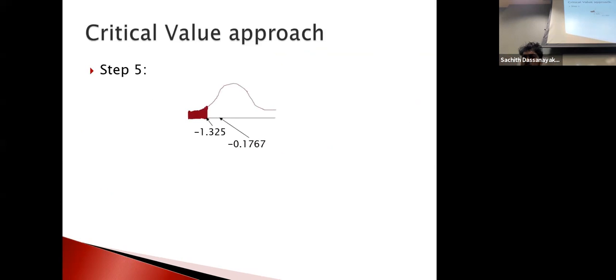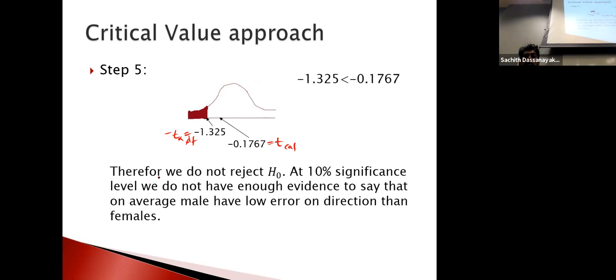Okay, so this is your negative t alpha, df. This is your t cal, or t value, test statistic value. Based on this, you can take your decision. See, this is greater than this one, which means outside the rejection region. So we do not reject H0. Okay, we do not reject H0.